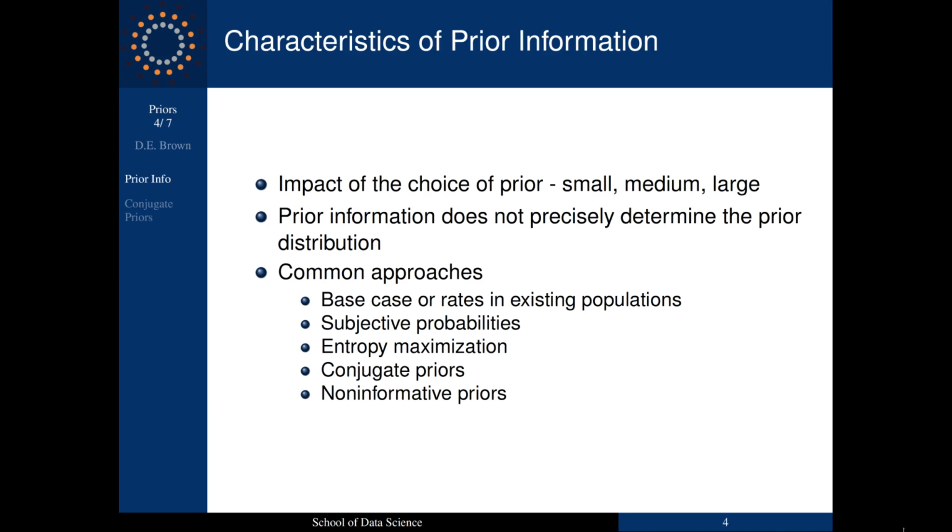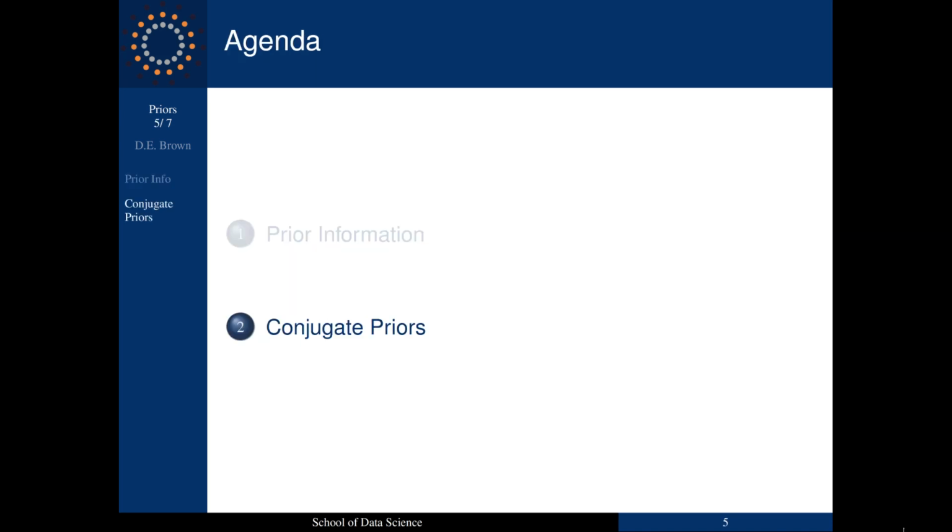Finally, non-informative priors. This is an approach that can be taken when we really feel we don't know very much about what's going on. This is also a popular approach. Arguably, base cases or base rates are the most popular, most widely used. Non-informative is probably second. And I would say that maybe conjugates and subjective would be third. And not too many people take time to do entropy maximization.